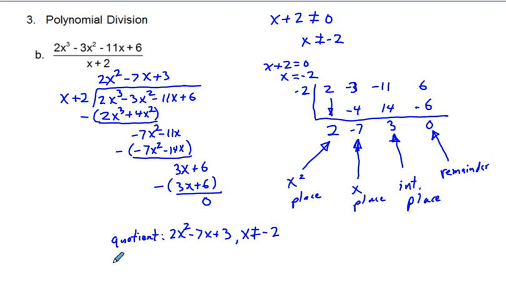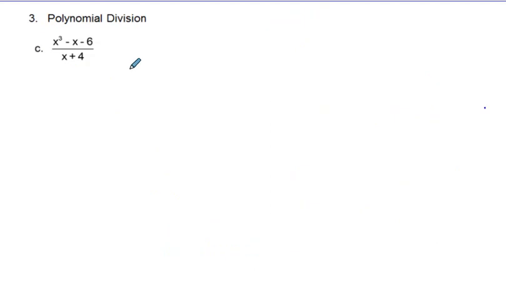And so our answer is going to be the same. 2x squared minus 7x plus 3. And x cannot equal negative 2. Okay, let's go on to problem C.